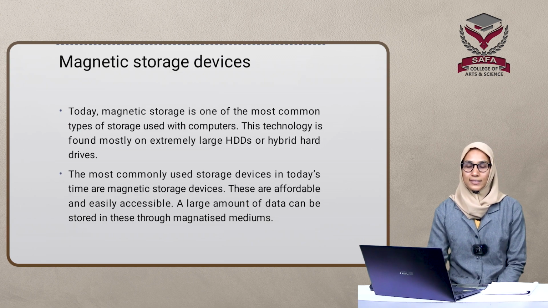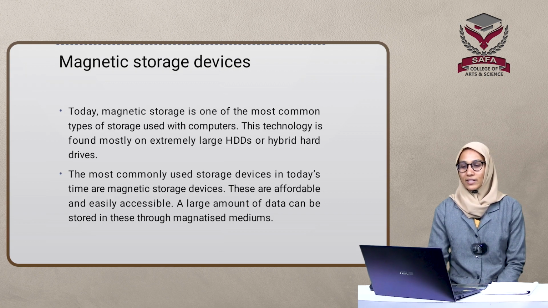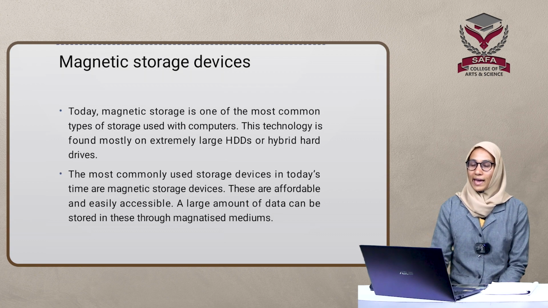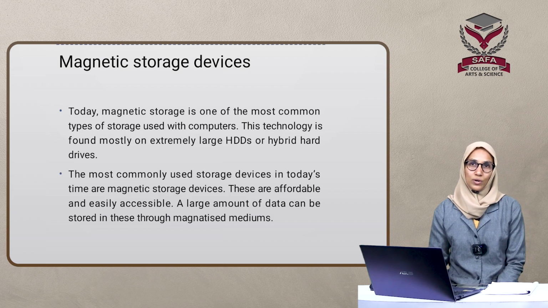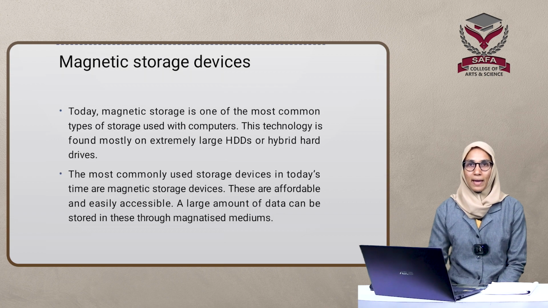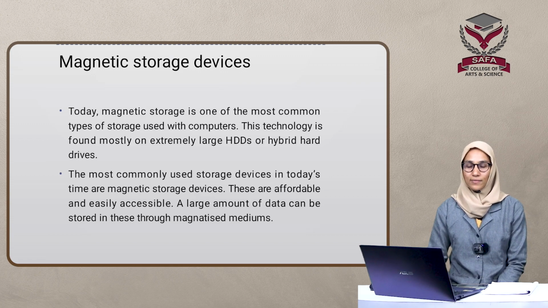Next session, we discuss magnetic storage devices. Today, magnetic storage is one of the most common types of storage device within computers. They are commonly used because they are affordable and easily accessible. A large amount of data can be stored through a magnetized medium. In a magnetic storage device, the data are stored in magnetized areas, such as magnetic strips. Examples of magnetic storage devices are given below.